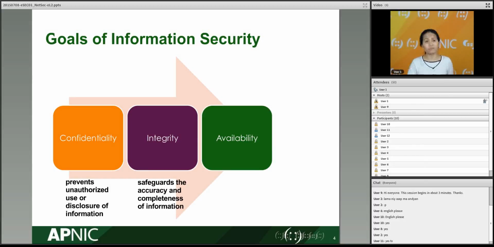That's confidentiality. Integrity refers to the accuracy and completeness of your information. So when you receive something, maybe it's a message from your boss, how sure are you that the contents of that message are correct, accurate, and that no one was able to tamper with that content.